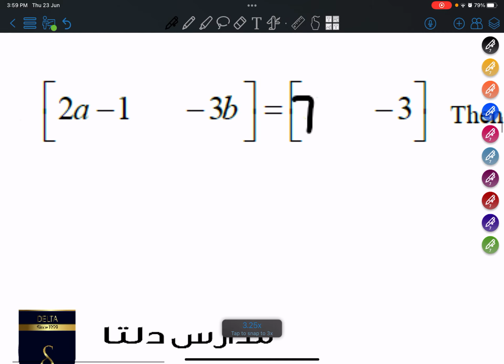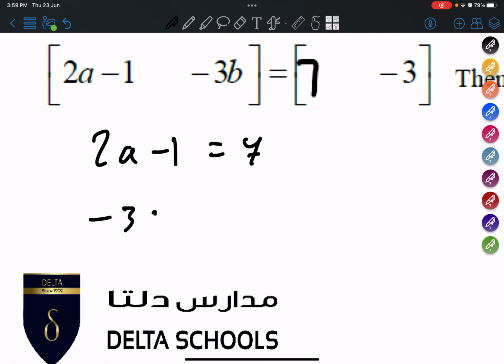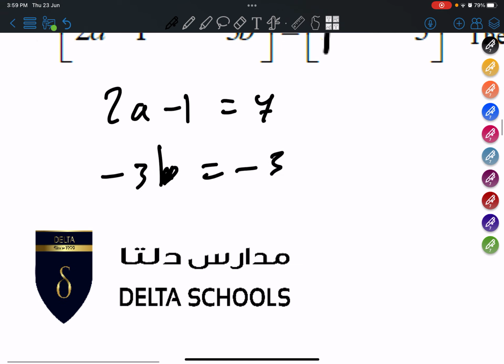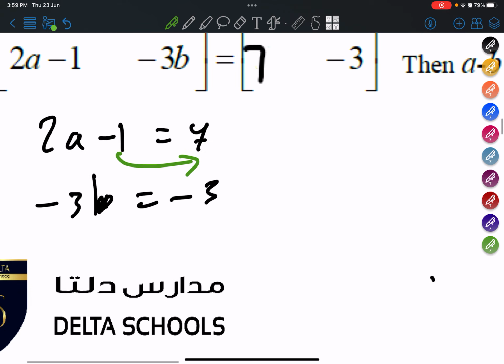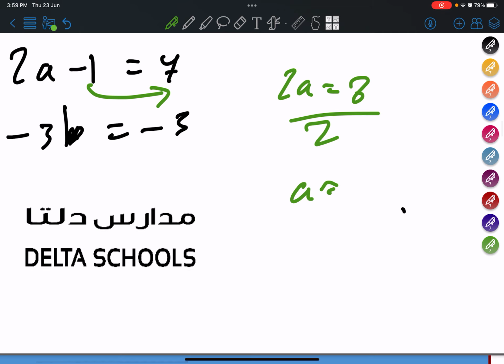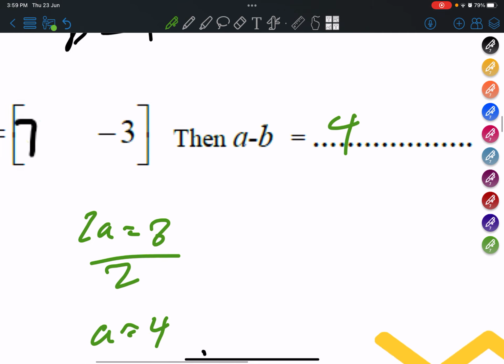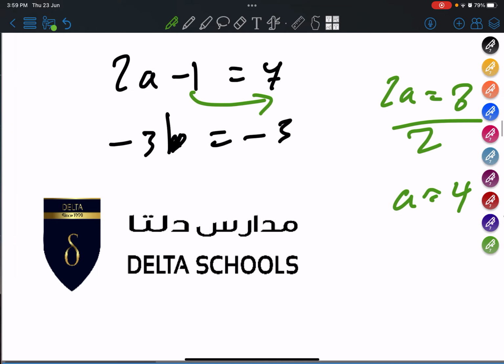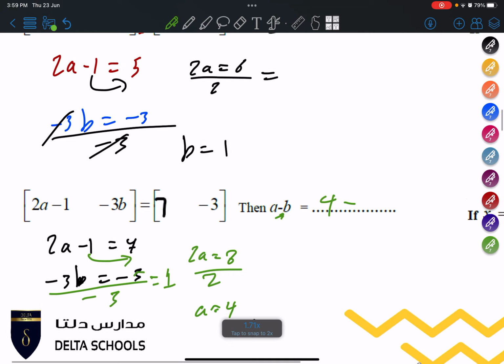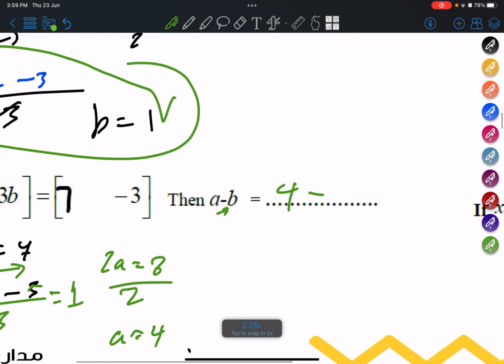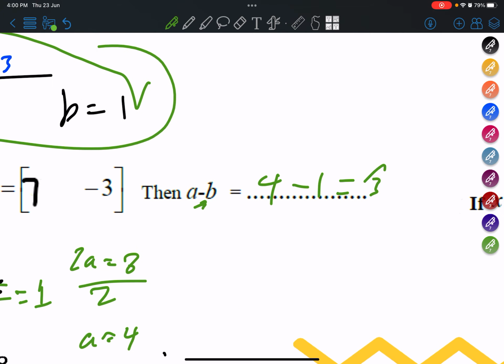Second question, same idea. 2a minus 1 is equal to 7. Negative 3 b is gonna equal negative 3. Okay, so again, transfer negative 1 to the other side. We'll get 2a is equal to 8. Divide by 2. A is equal to 4. We put minus, and then divide by negative 3. Again, this will equal 1, just like the first equation. Same thing. So 4 minus 1 is equal to 3. And this is the answer.